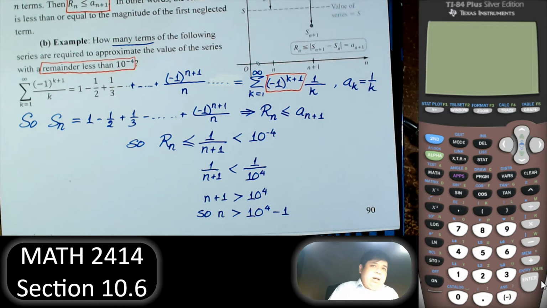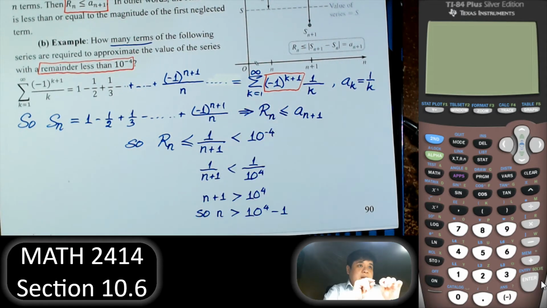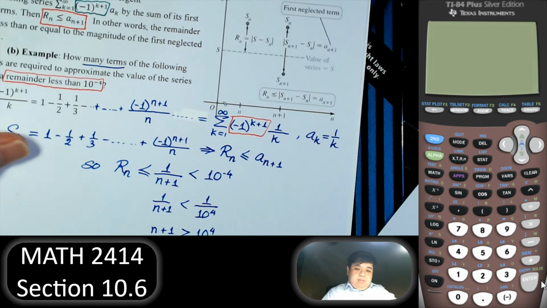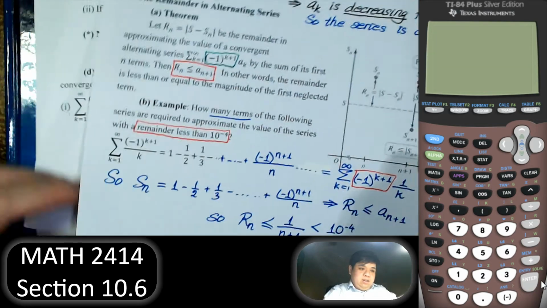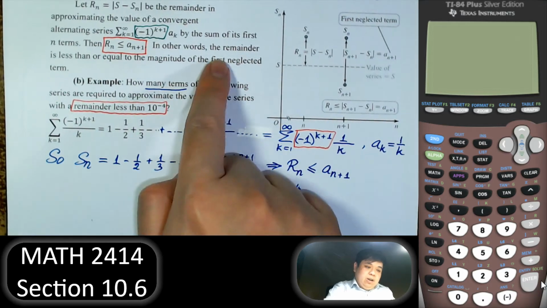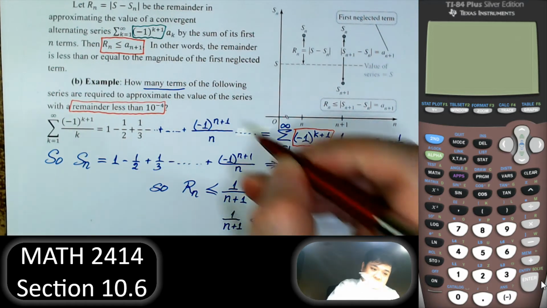Right? So it is simple enough. Whatever the alternating series, the first term that we omit will give us the upper bound for the error, the remainder. So the remainder is less than or equal to the magnitude of the first neglected term. That's it.